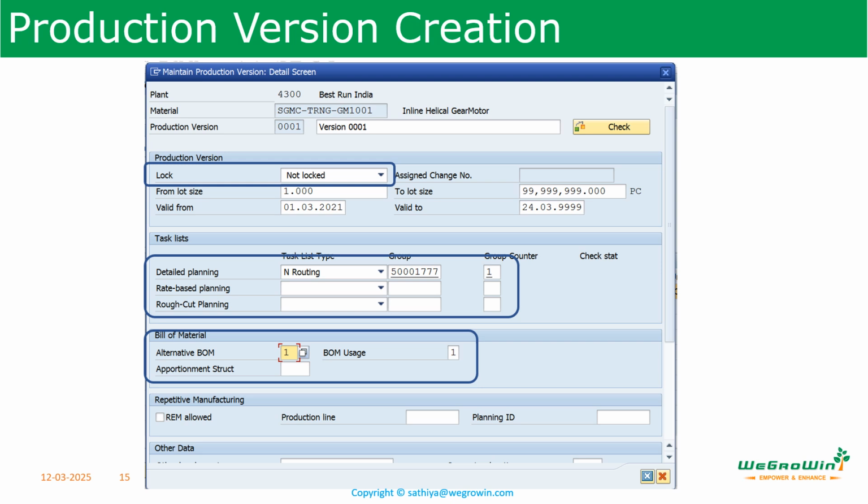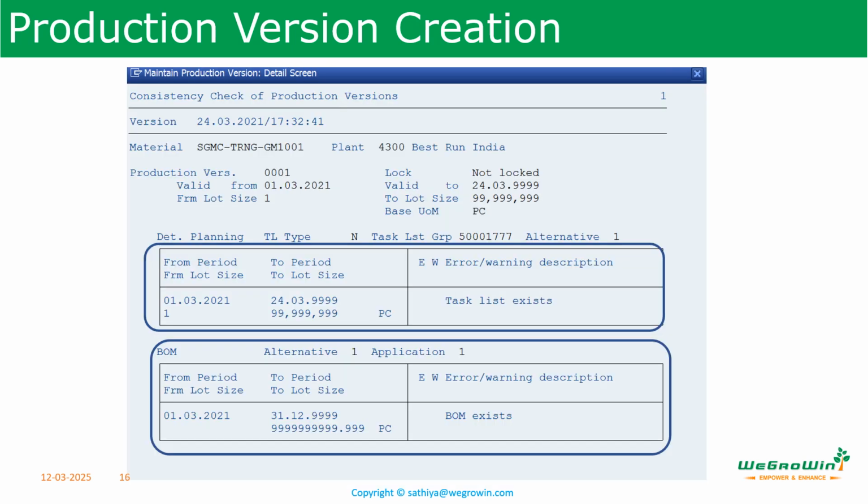Here you see the lot size and validity date that we entered there, and also the routing details and the alternate BOM details that we entered are coming here. These are the details we entered on the previous page. Now after entering all these things, press check. When you press check, you see that the details of the task list, which is the routing, exist, and also the BOM exists. This means that we entered the right details. That's what is coming here.